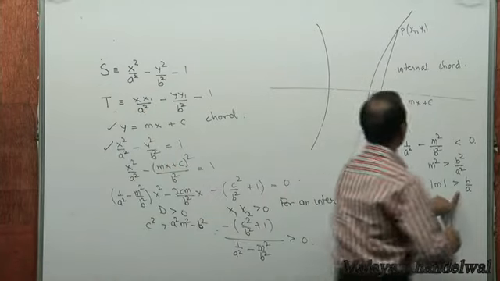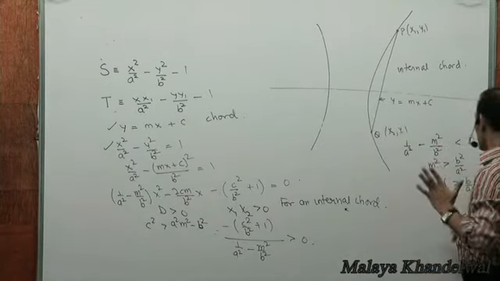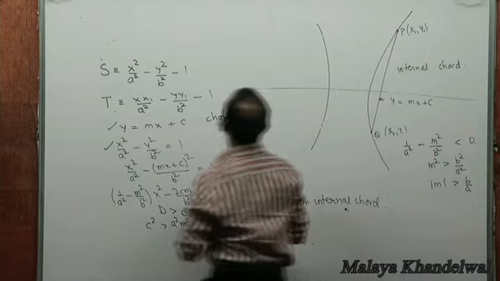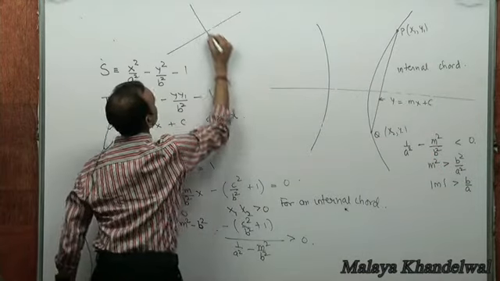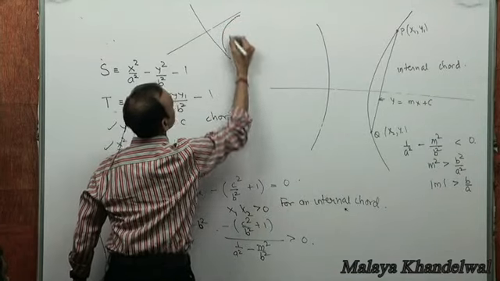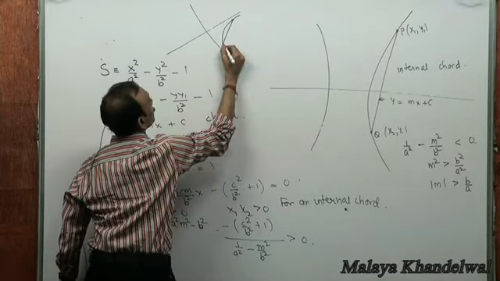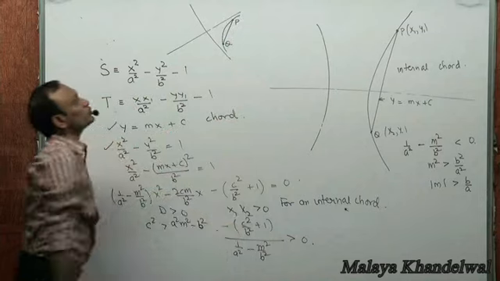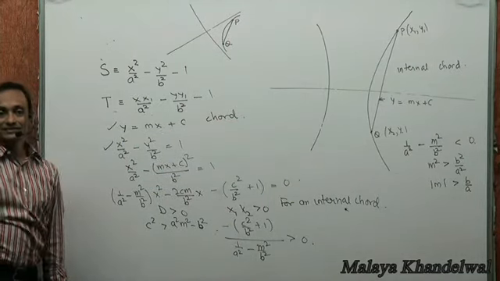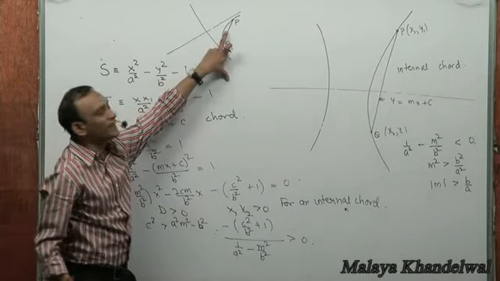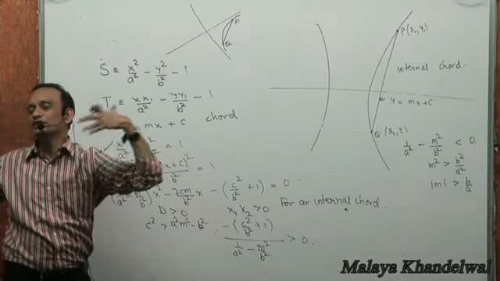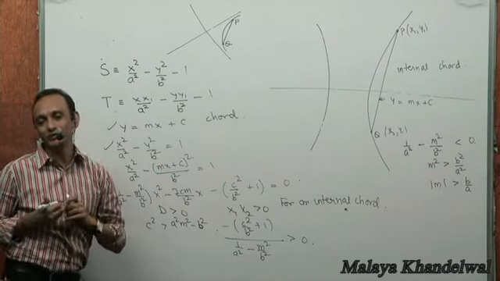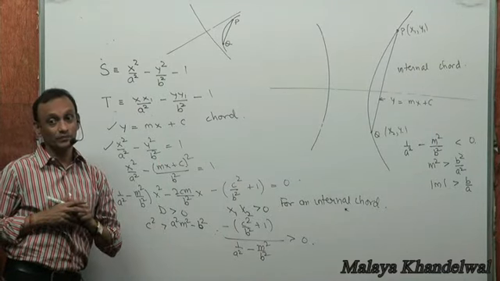That means any internal chord will be more vertical than the two asymptotes. So think, if these are the two asymptotes, the branch, and if I draw an internal chord, can you see visually that PQ, the internal chord, is more vertical than the two asymptotes? The magnitude of the slope of an internal chord will always be larger than the magnitude of the slopes of the two asymptotes. Right? Mod m greater than b by a.